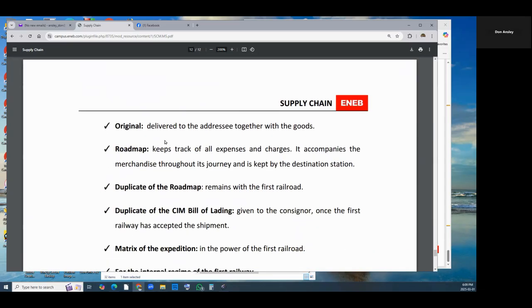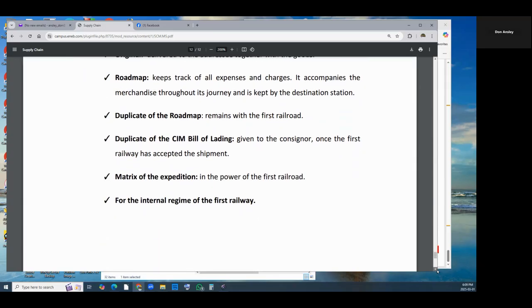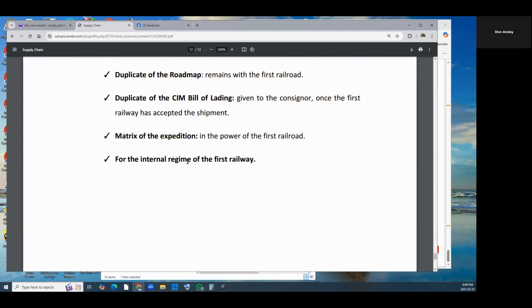The original is delivered to the addressee together with the goods. The road map keeps track of all expenses and charges. It accompanies the merchandise through its journey and is kept by the destination station. The duplicate of the road map remains with the first railway. Duplicate of the CIM bill of lading given to the consignor once the first railway has accepted the shipment. The matrix of expedition in the power of the first railway and for the internal regime of the first railway.